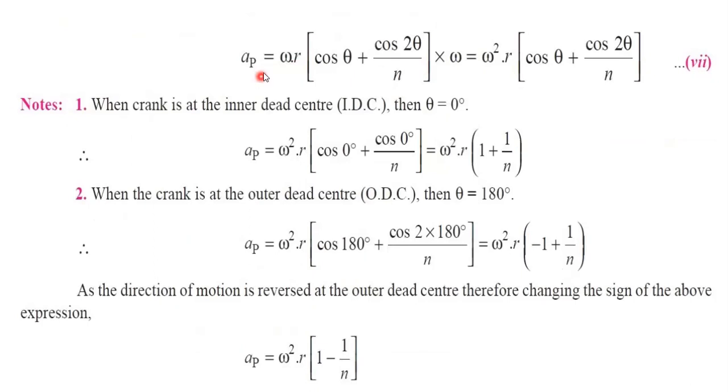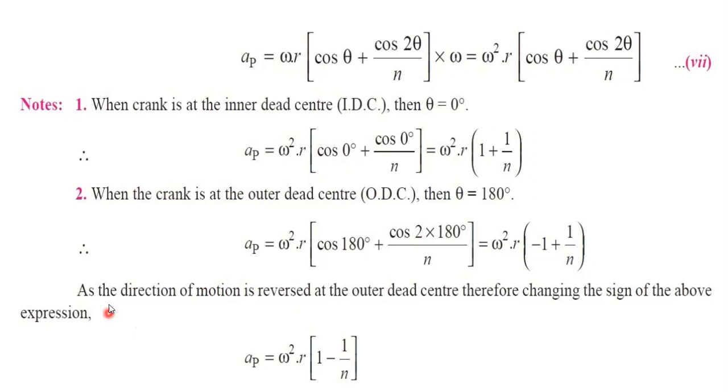Now there are a few cases. Just imagine the crank is at inner dead center. So what happens? The theta will be 0 degree. So what is cos 0? 1. So cos 0 is 1 and cos 0 is 1. So the entire equation is reduced to omega square r into 1 plus 1 by n. If the crank is at outer dead center, then theta is equal to 180 degree. So cos 180 is nothing but minus 1. Cos 180 is minus 1. So cos 2 into 180 is cos 360, which is 1. So AP, the acceleration of the piston, can be reduced to omega square r into minus 1 plus 1 by n.